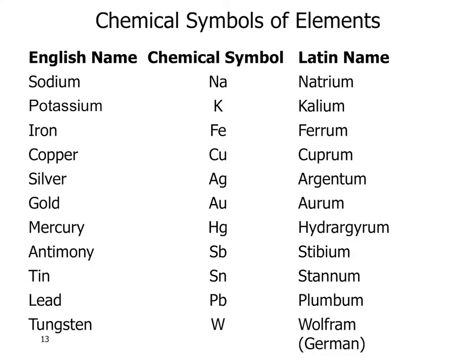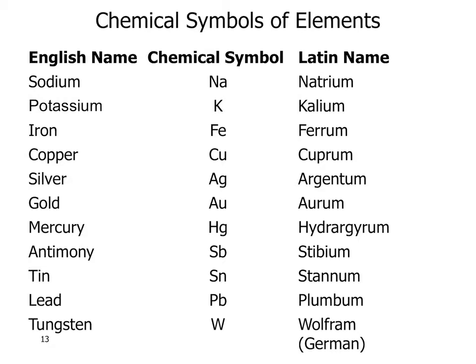So to follow up with our elements, here are some examples. Here's a chart of a bunch of examples. We've got sodium, potassium, iron, copper, silver, gold, mercury. You've probably heard of some of these, but getting to know the periodic table and being aware of which are elements and which aren't is a good place to start.